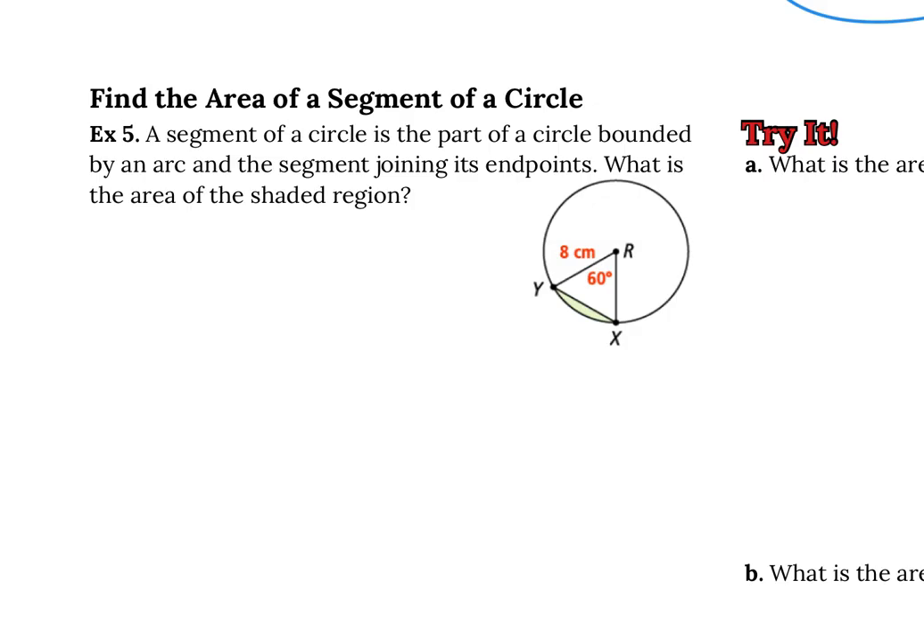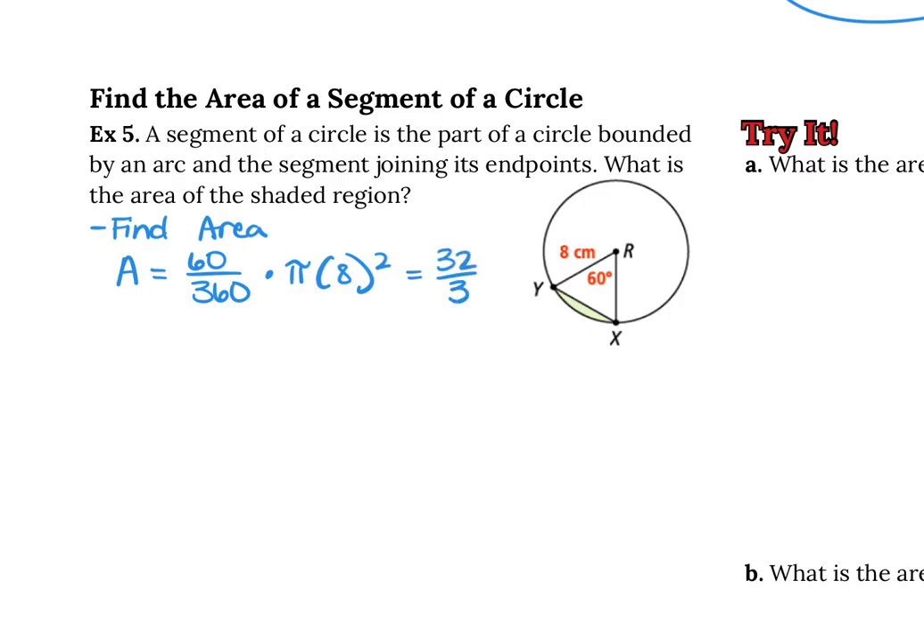So the first thing we want to do, we've got a couple of steps here. We want to find the area of that entire slice in that circle. Okay, so my degrees would be 60 over 360 times pi r squared, which is 8 squared. Once I calculate that, I would get 32/3 pi.